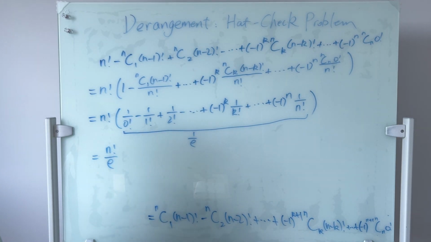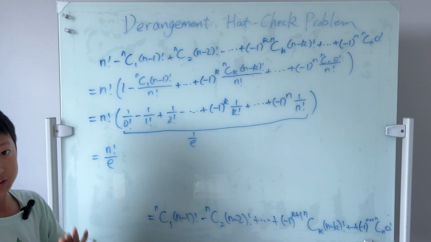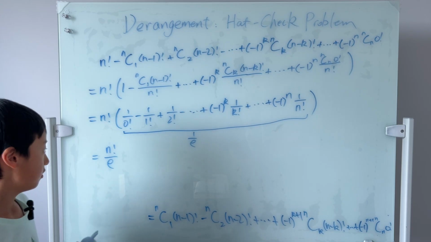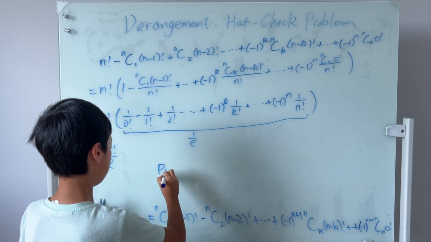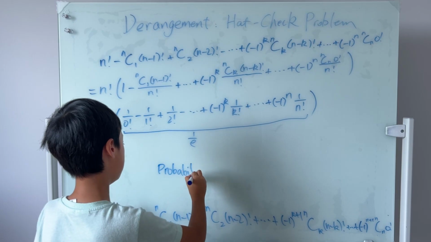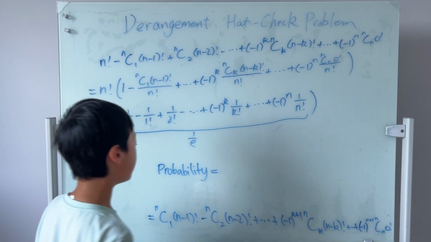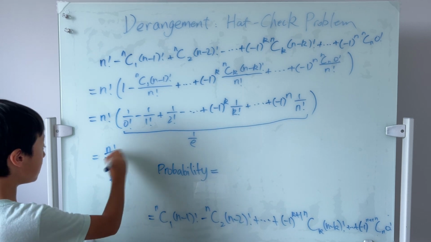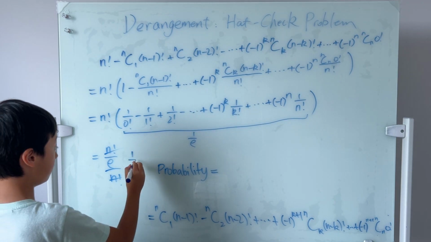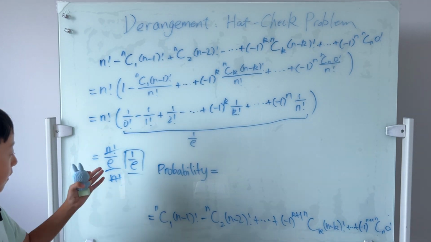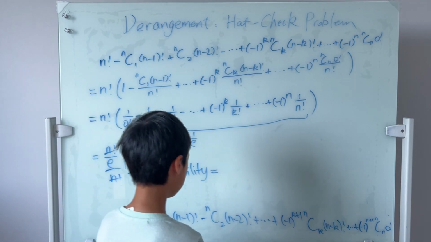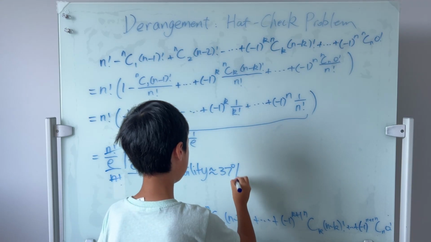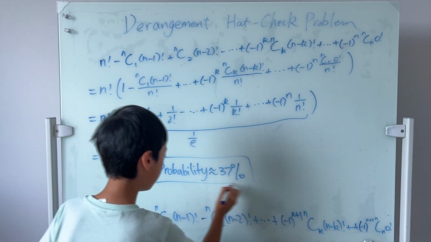But we're not done yet, because we still have to divide this by what's on the denominator. Well, altogether, which is n factorial. So the probability that no one gets their hat is this over n factorial, which is 1 over e. Now, 1 over e is approximately 37%. I told you it was unexpected.